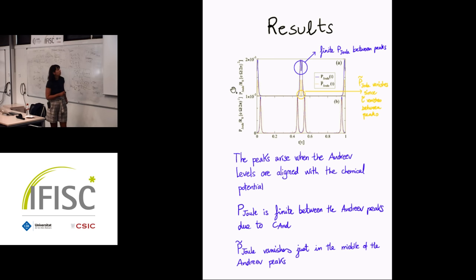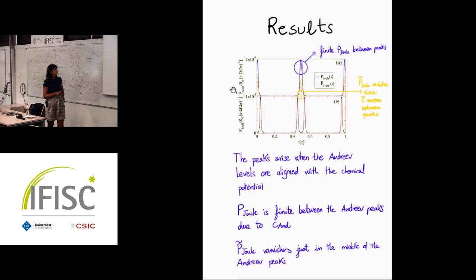So for the power, then again, you have two peaks, because they reflect the dynamic of the superconductor, the Andreev bound states, and you get these peaks whenever the Andreev levels are aligned with the chemical potential, and you always have some Joule dissipation because the capacitance due to the Andreev processes is non-zero between the peaks, as we saw before.